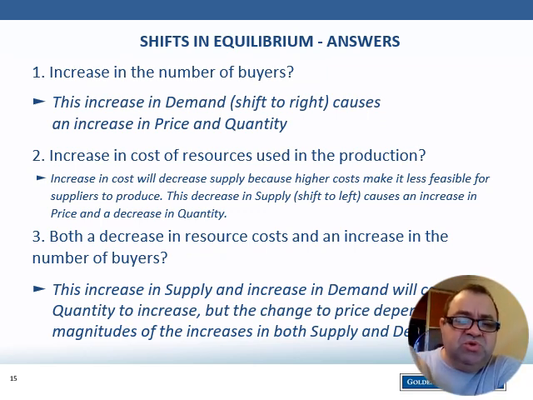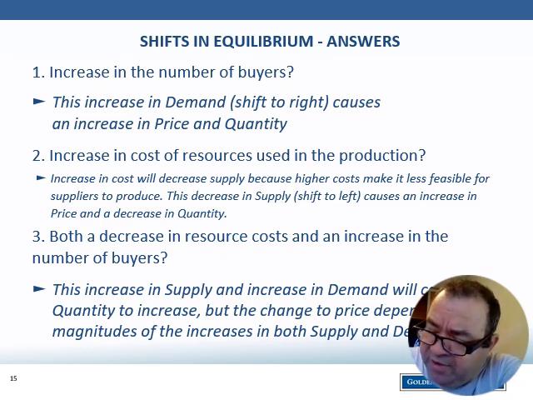Increasing cost of resources used in production: increasing cost will decrease the supply because higher cost will make it less feasible for suppliers to produce. This decrease in supply will shift the supply curve to the left, and it's going to cause an increase in price and a decrease in quantity.